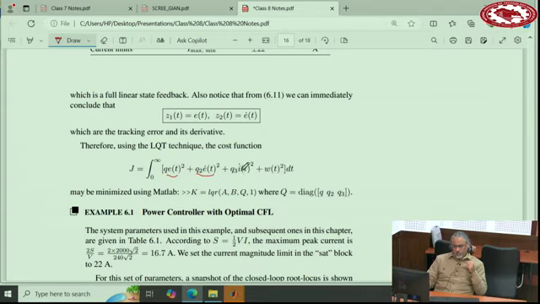And the third one is not the derivative of current. This is not correct. It should be the second derivative of current plus omega 0 squared times current. Now apply LQR and then you find K. You only need to adjust Q1, Q2 and Q3.